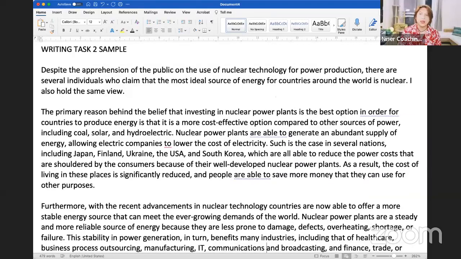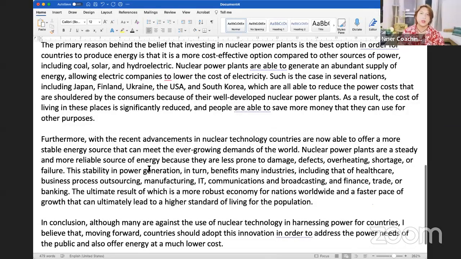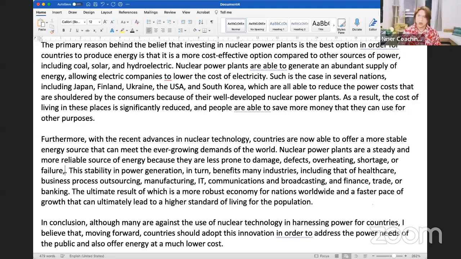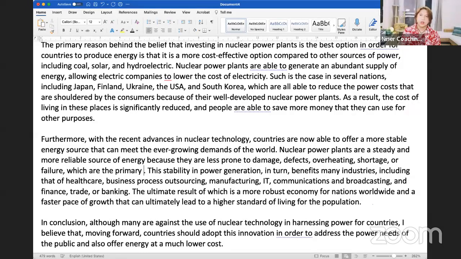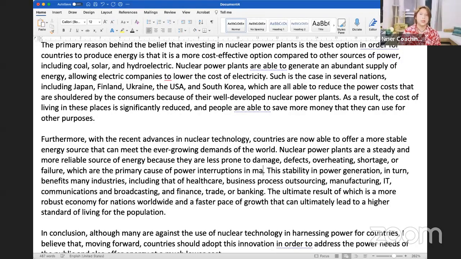Okay, let's move on to the next paragraph. Furthermore, with the recent advances in nuclear technology, countries are now able to offer a more stable energy source that can meet the ever-growing demands of the world. Nuclear power plants are a steady and more reliable source of energy because they are less prone to damage, defects, overheating, shortage, or failure, which are the primary cause of power interruptions in many places.